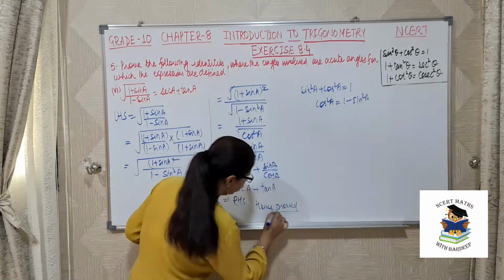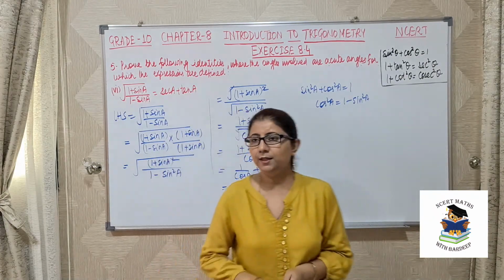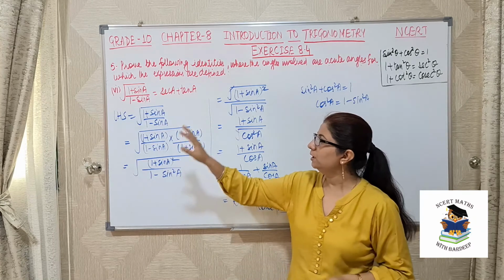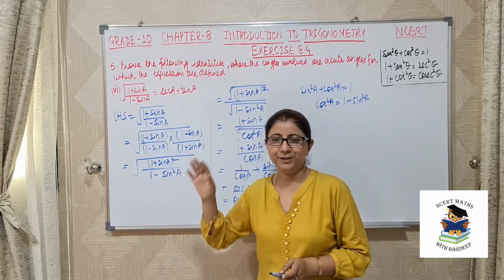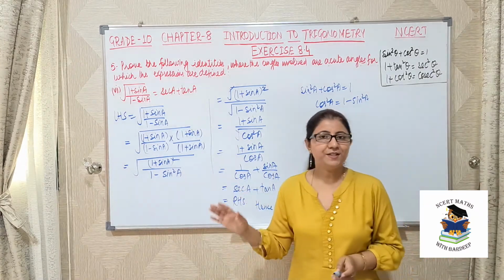So I hope this question is clear to you. What we have done is, whenever there is a square root, just rationalize the denominator and solve it accordingly. Okay. So this is our sixth question.